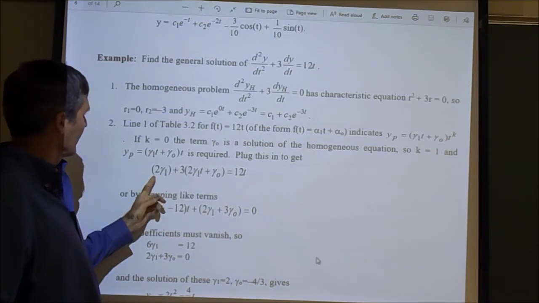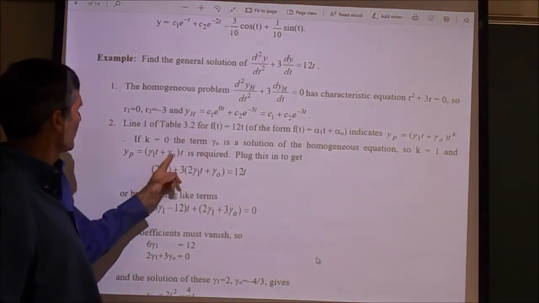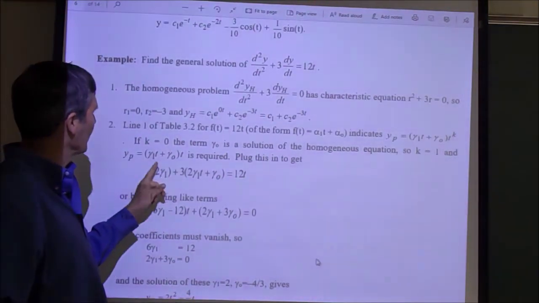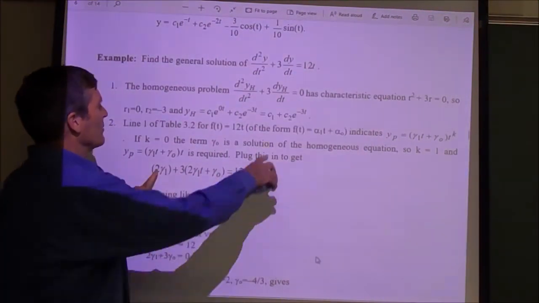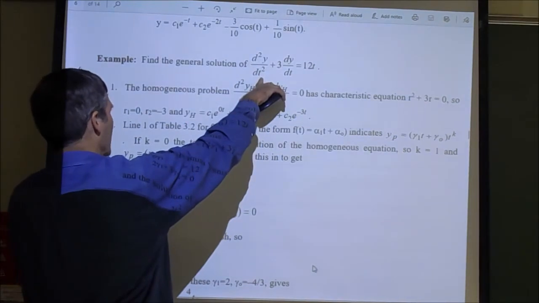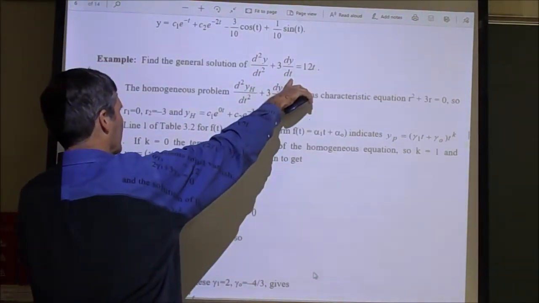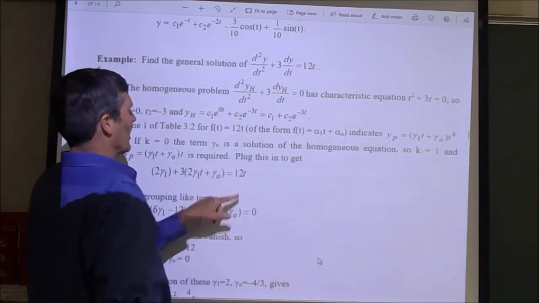I plug this into the differential equation. The second derivative is 2 gamma 1. The first derivative is 2 gamma 1 t plus gamma 0. And so I just plug it into the left-hand side: 2 gamma 1 plus 3 times (2 gamma 1 t plus gamma 0) equals the right-hand side, 12t.